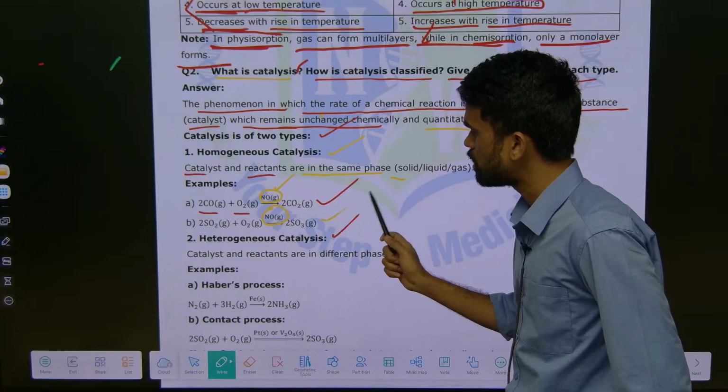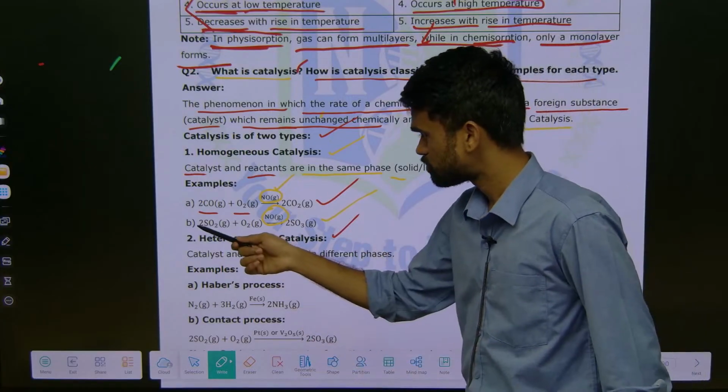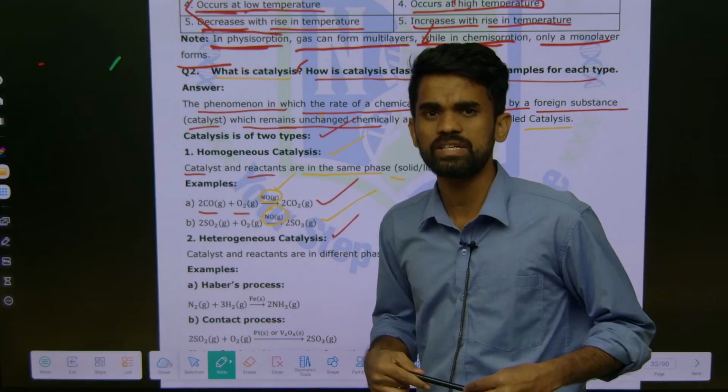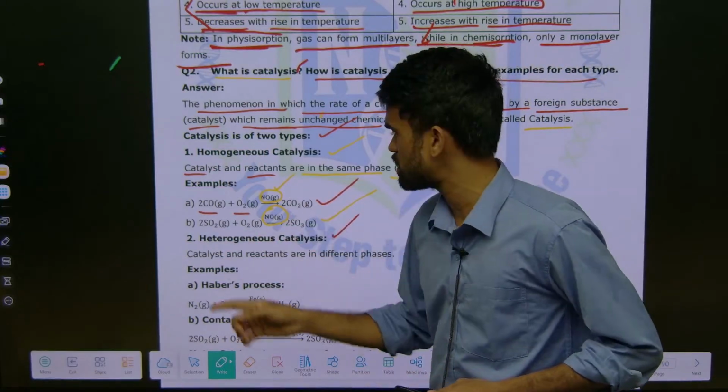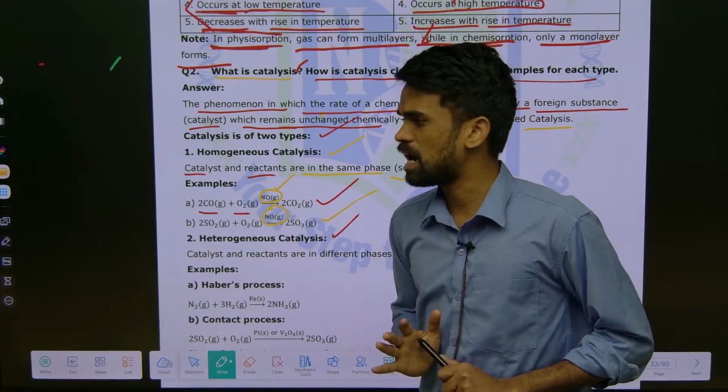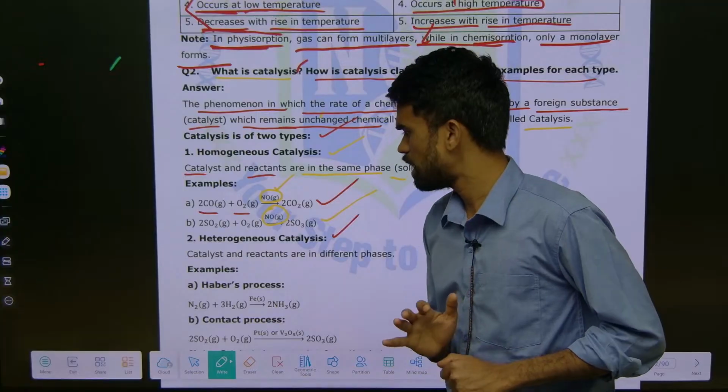So the product formed here is also gas. So it means whatever the transformation you are seeing, everything is included in gaseous phase now. Our catalyst is in gaseous phase like our reactants. So you can consider this as a homogeneous catalysis. Okay, clear? I hope it is clear.